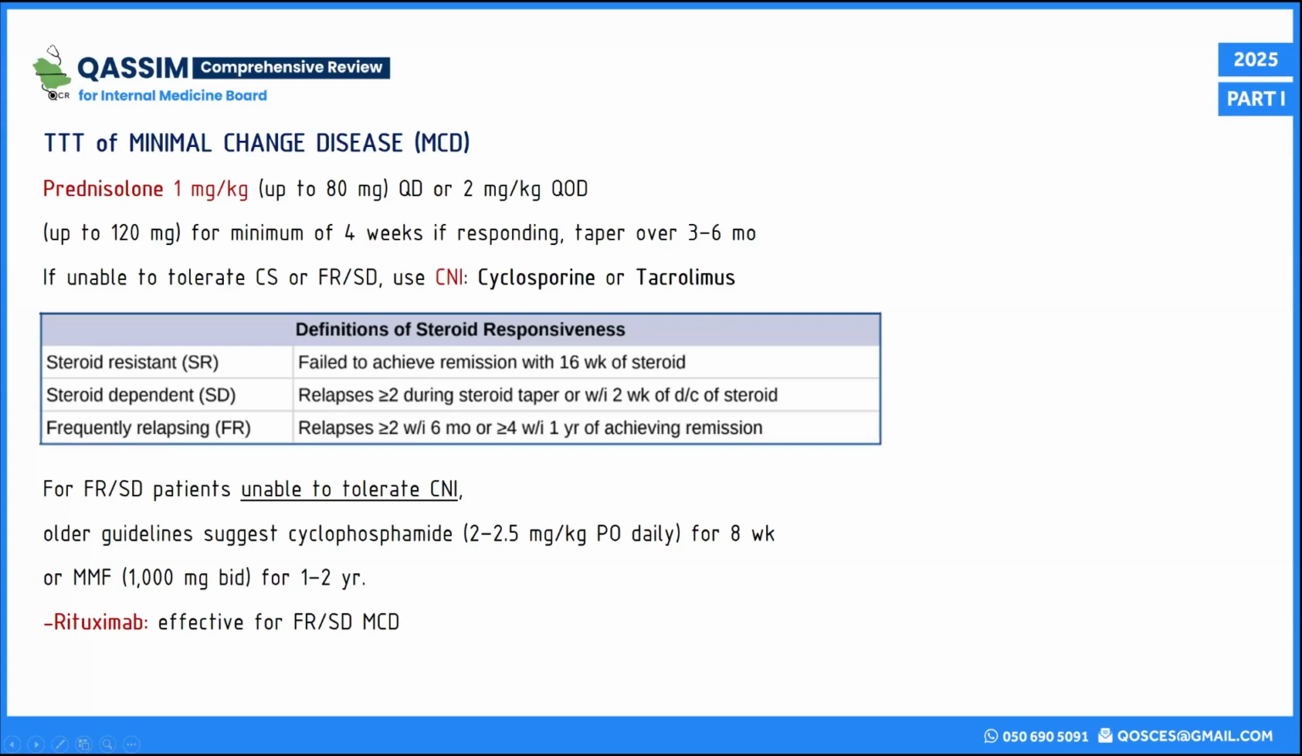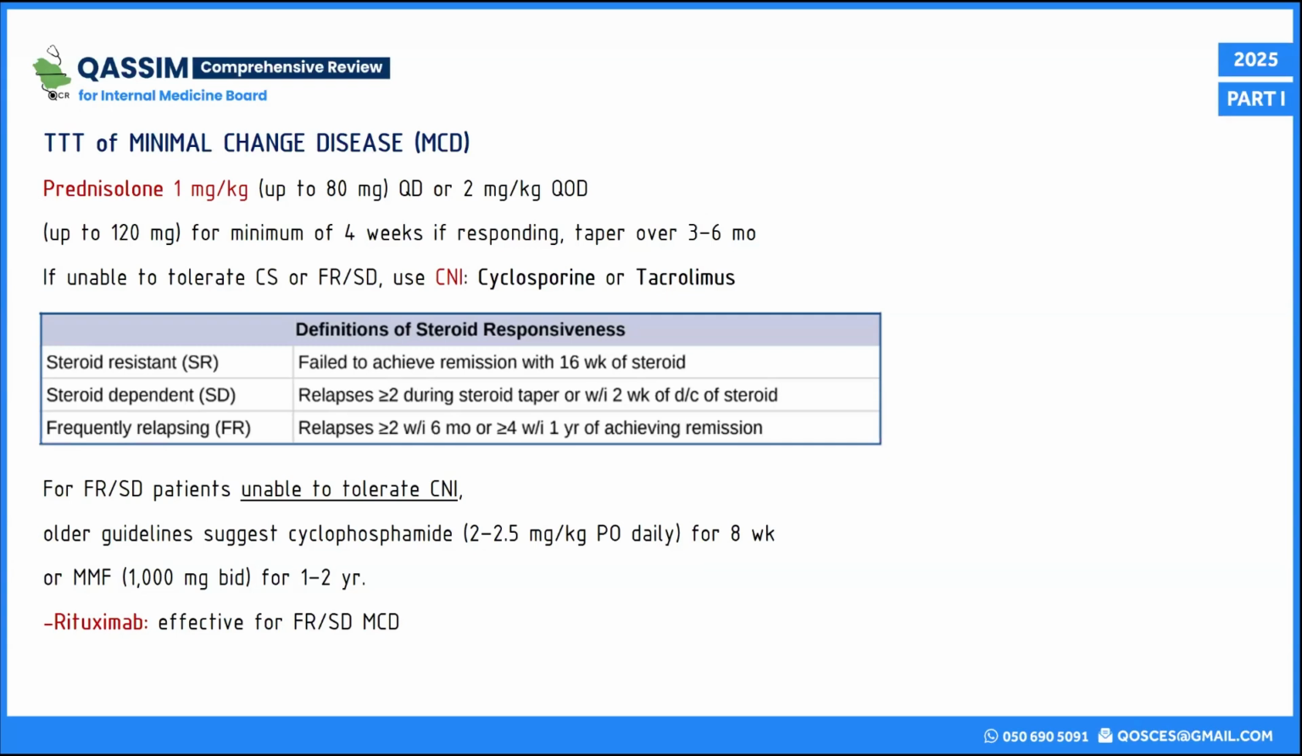Here is some terminology of minimal change. We have steroid resistant, which means failure to achieve remission within 16 weeks of steroid. We have steroid dependent, meaning that the patient relapses during steroid taper. And we have frequent relapsing, relapse 2 times within 6 months. All of these are indications to start CNI, calcineurin inhibitor. Again, if the patient is unable to tolerate CNI, we can give the patient rituximab. Now it's the first line. Also, we can use rituximab in case of minimal change disease.